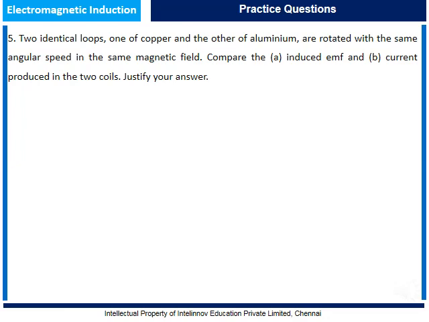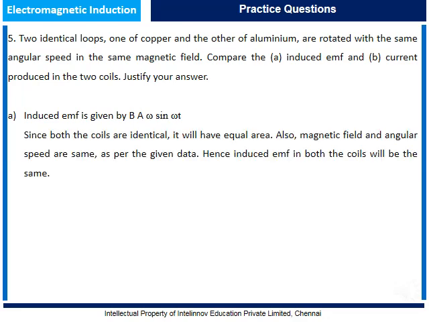Let us first compare the induced EMF. Induced EMF is given by the formula BAω sin ωt. This formula you might have noticed in the AC generator. Since both the coils are identical, they will have equal area. Also, magnetic field and angular speed are the same as per the given data. Hence, induced EMF in both the coils will be the same.